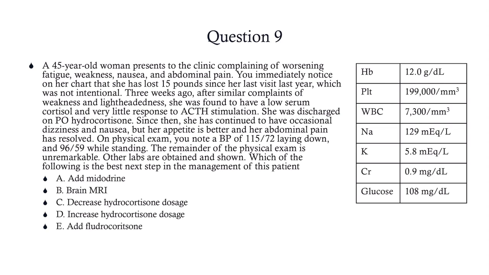Since then, she has continued to have occasional dizziness and nausea, but her appetite is better and her abdominal pain has resolved. On physical exam, you note a blood pressure of 115/72 laying down and 96/59 while standing. The remainder of the physical exam is unremarkable. Other labs are obtained and shown. Which of the following is the best next step in the management of this patient? A, add midodrine. B, brain MRI. C, decrease hydrocortisone dosage. D, increase hydrocortisone dosage. Or E, add fludrocortisone.